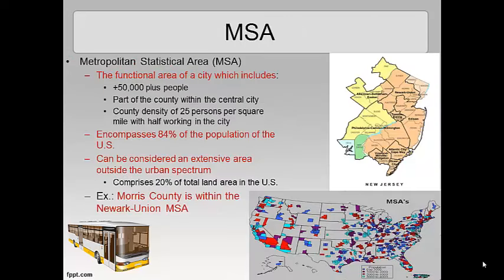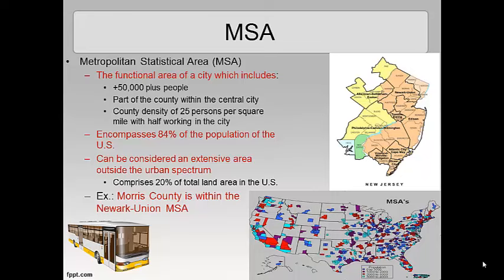Alright, let's talk about something called the MSA, or the Metropolitan Statistical Area. It analyzes the functional area of a city. So this must include the following: it must have at least 50,000 plus people. It has to have part of the county within the central city, and the county density has to be 25 persons per square mile, with half of them working in the city. Let's go into more detail.